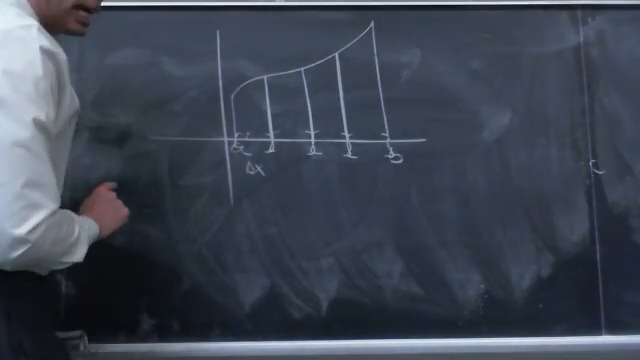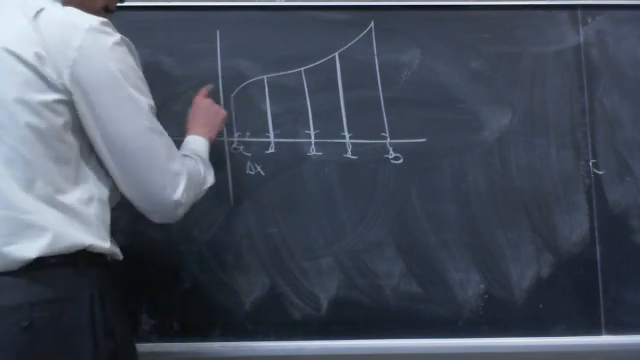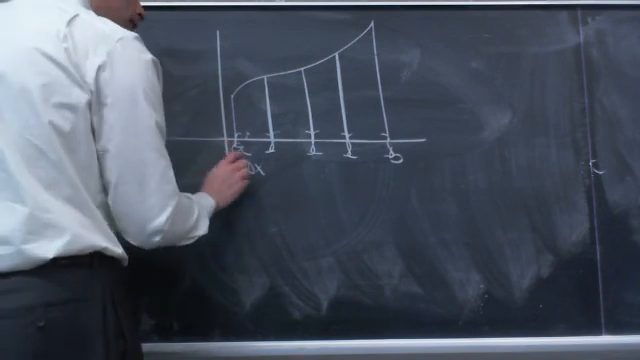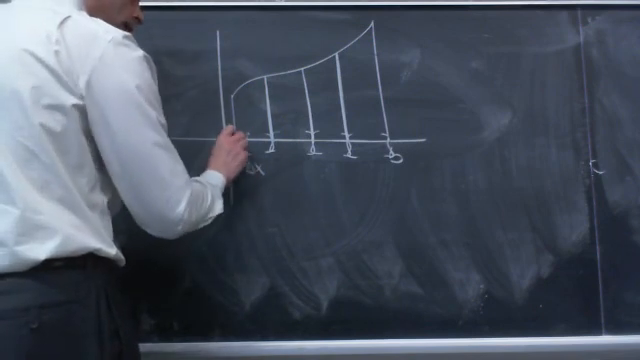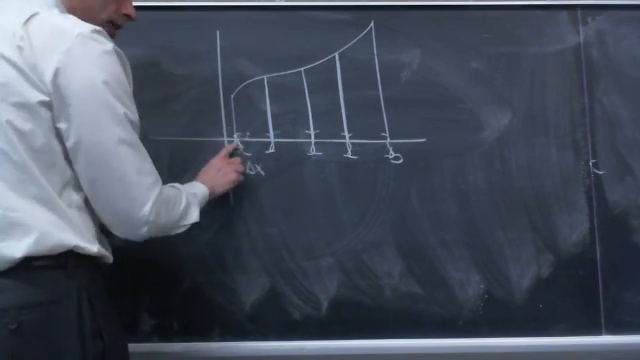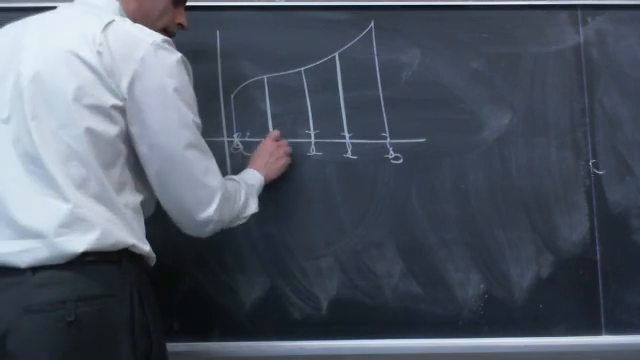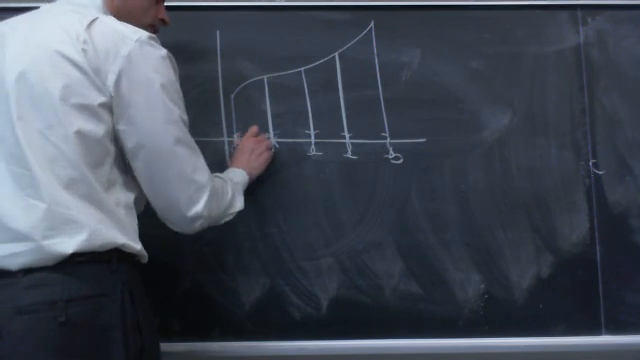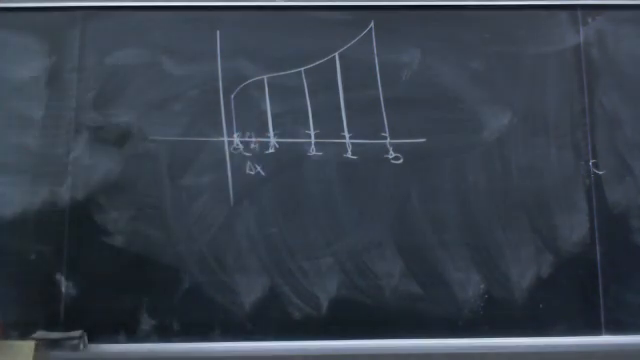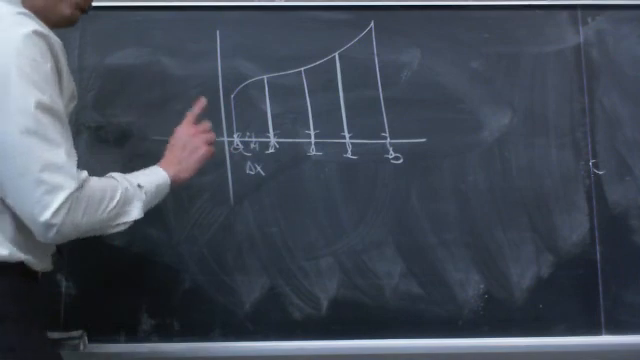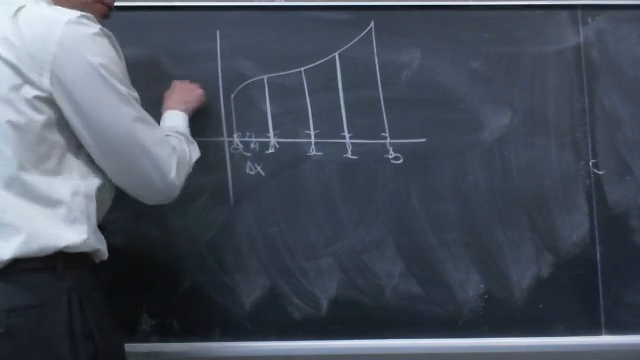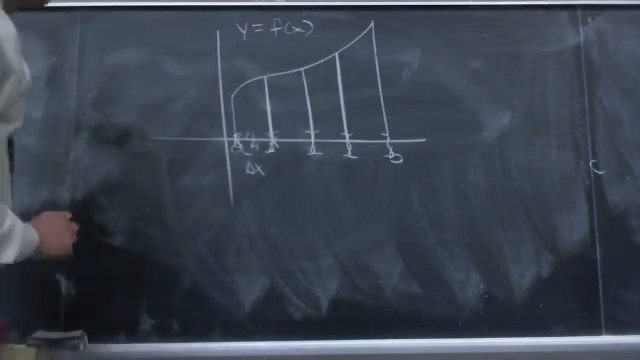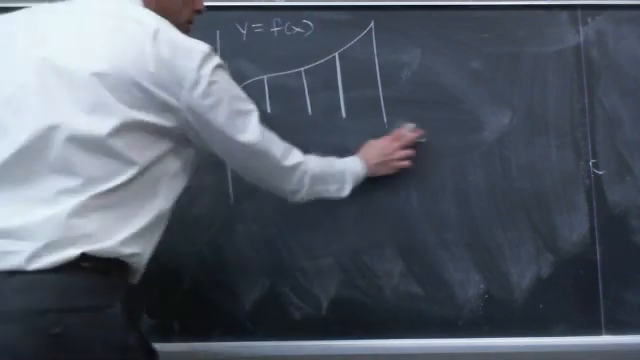Well, I need height now to get the area. The height will come from a y value. And what we will do is choose in this interval either the left endpoint, which would be here, or the right endpoint, which would be here, or perhaps the number in the middle called the midpoint. To get that y value, we put that value into the function, because remember, y equals f of x. Okay, so let's get to the point.